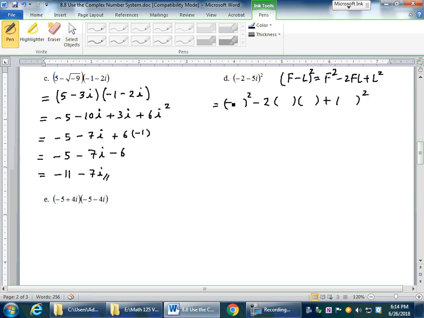That is negative 2, 5i, and then 5i. So negative 2 squared is 4. So that will become plus 4 times 5 is 20i, plus 5i squared will become 25i squared.